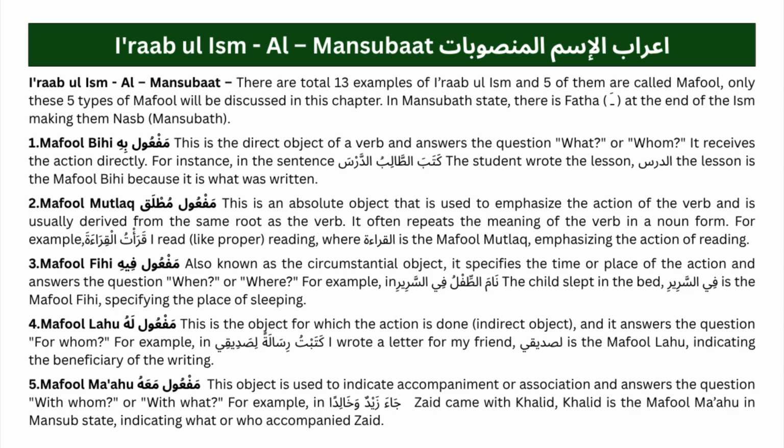The second type is maf'ul mutlaq, pronounced maf'ulun mutlaqun. This is sometimes called the absolute object. It is used to strengthen, emphasize, or confirm the meaning of the verb. It is usually derived from the same root as the verb itself. The page gives the example, qara'atul qira'ata, I read a proper reading, or I truly read. Here, al-qira'ata comes from the same root as qara'tu, and its purpose is to emphasize the action of reading. So this type is not introducing a new object in the normal sense. It is strengthening the action of the verb.